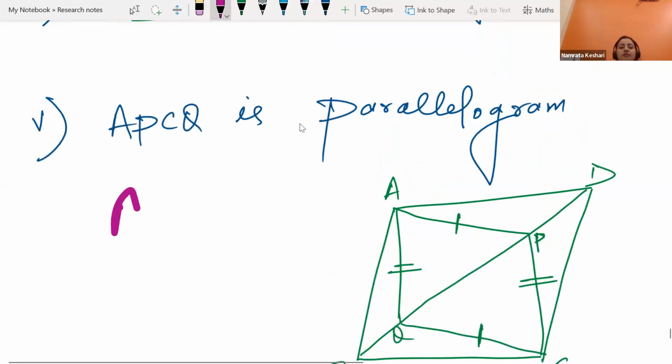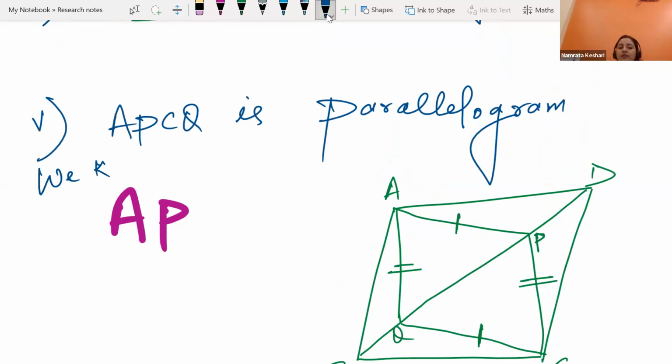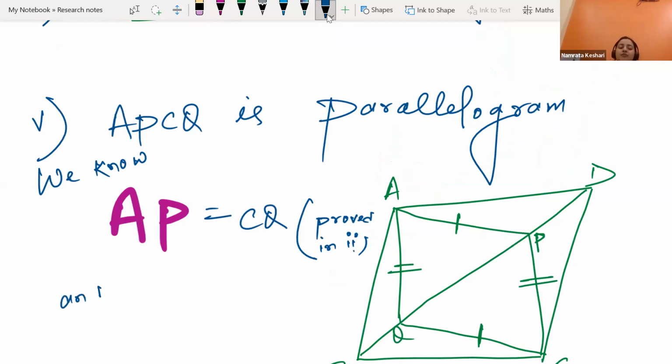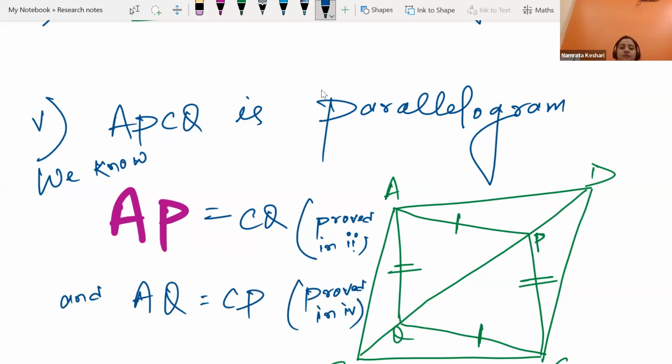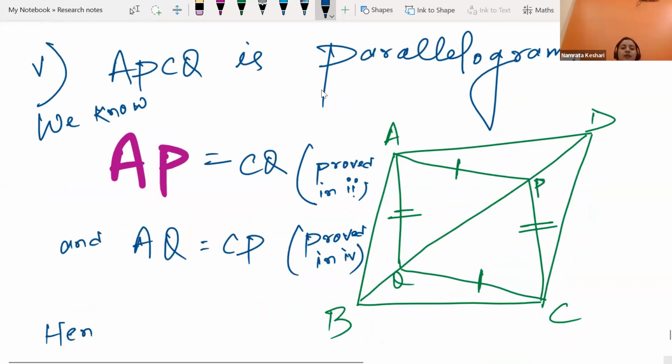Okay, AP, we know that. Let's write over here that we know that AP is equal to CQ, proved. Basically congruency we have proved, and in 2 we have just written these two are equal by CPCT. Also we have shown that AQ side and CP side are equal, proved in 4. Hence APCQ is a parallelogram.